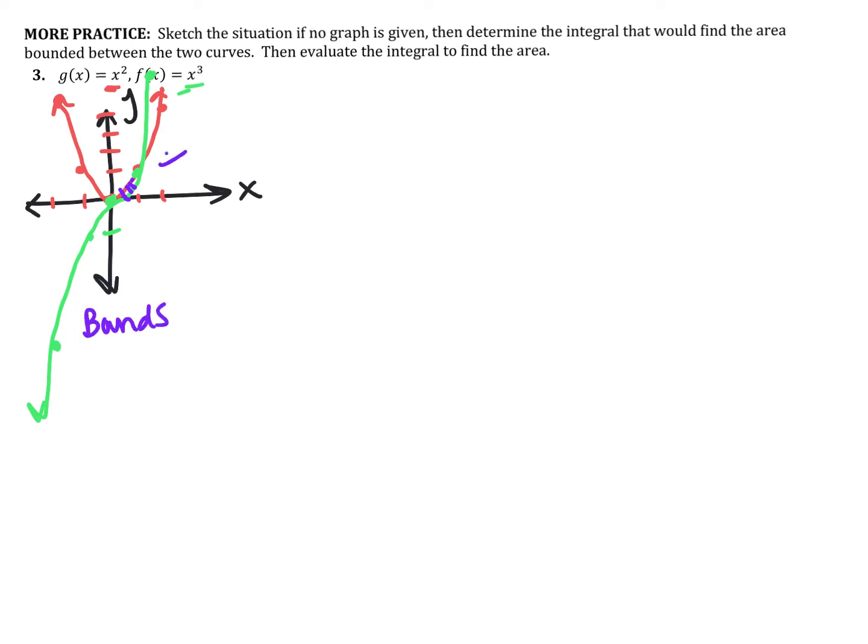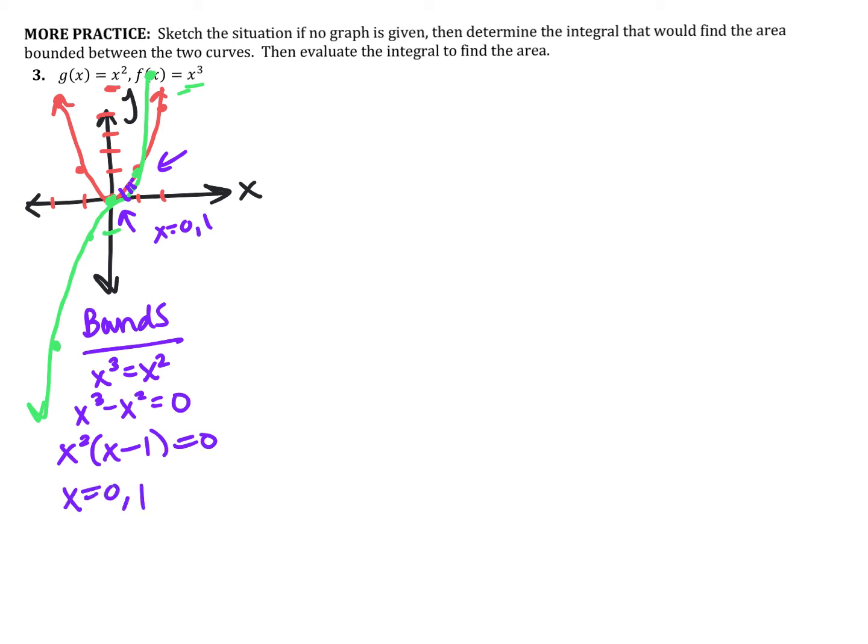If you can tell from your graph, then you can go ahead and just say, we're looking at x equals 0 and 1. But let's mathematically prove that to ourselves. We want to know when our two functions are equal. So get everything on the same side, factor out the greatest common factor, and we do in fact get 0 and 1. So when we eventually set up the area integral, we're going to be integrating from 0 to 1.